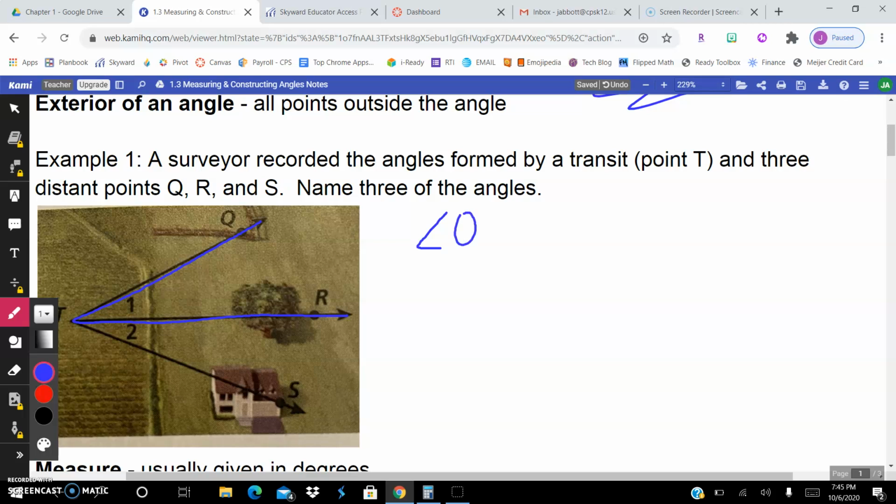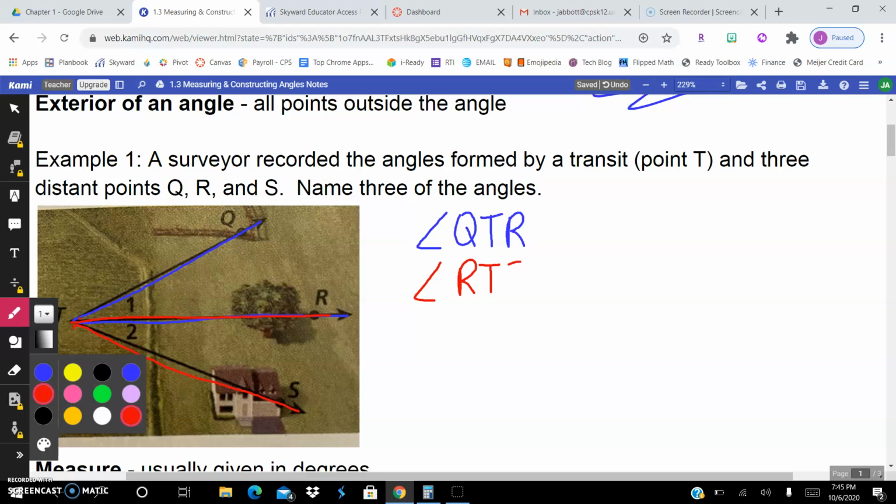It doesn't matter. But if I start with Q, I'm going to go to T and then to R. I could call that angle RTQ as well, but as long as that T is in the middle because it's the vertex, then you are good to go. The other angle is right here. And we can call that one RTS, or we could call it STR. And then for the third angle, it is the large angle here, and we can call that one angle QTS or STQ.